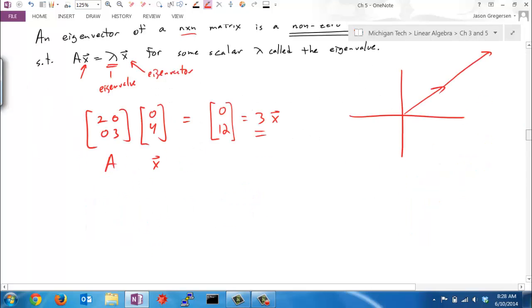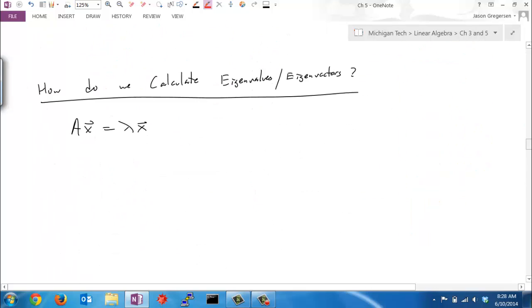Okay. So now we know what they are. How do we calculate them? Well, it's kind of a pain here, right? We have a matrix A. We have to find lambda. We have to find x. Essentially, we have 2 variables in one equation. Right? That's a problem. If I have 2 variables, I need 2 equations to solve them. So I got to generate another equation, essentially, to solve this thing.